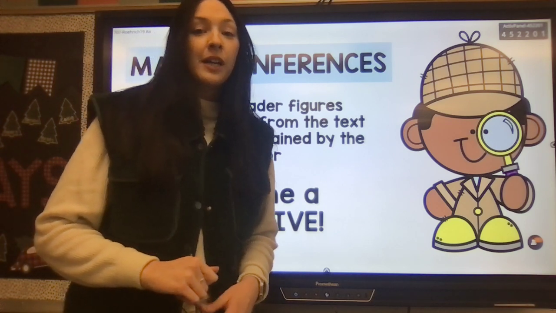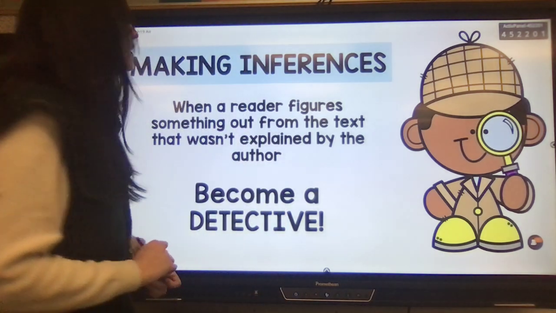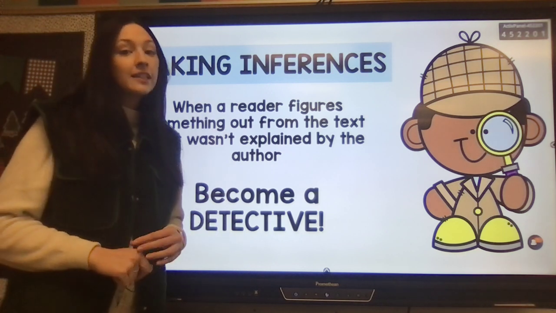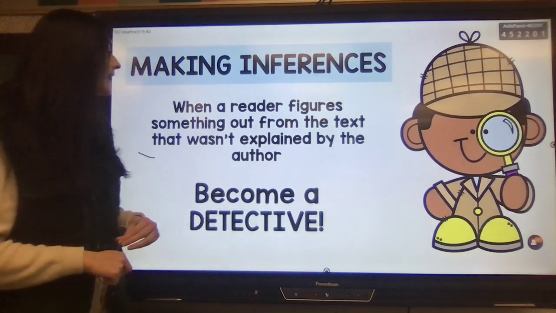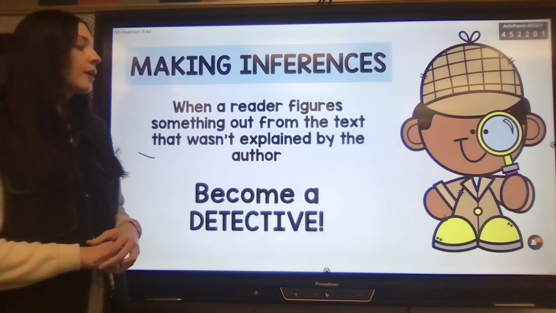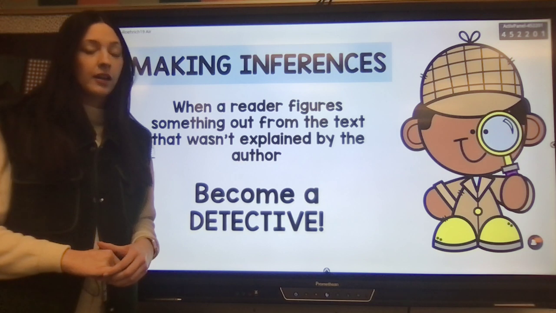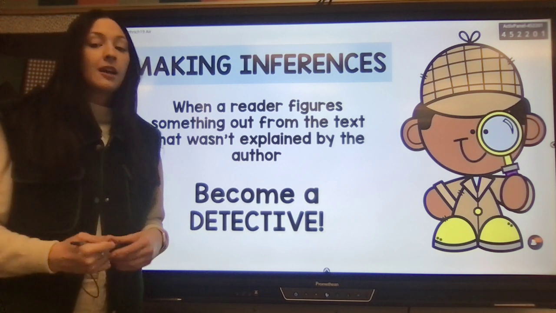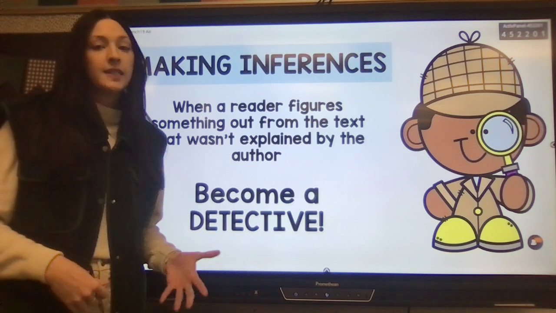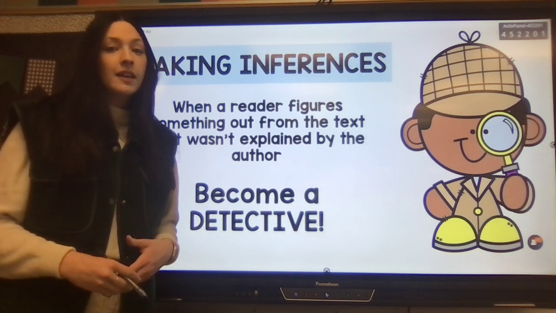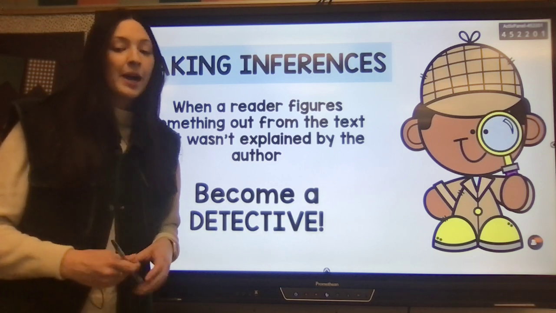For reading today, we're going to be talking about making inferences. If you remember, we've talked about making inferences before, but it's a great lesson for us to review. Making inferences is when a reader figures something out from the text that wasn't explained by the author. When we make inferences, we have to become a detective, because the author isn't just going to explicitly tell us these things. Sometimes we have to read between the lines to figure things out, okay?